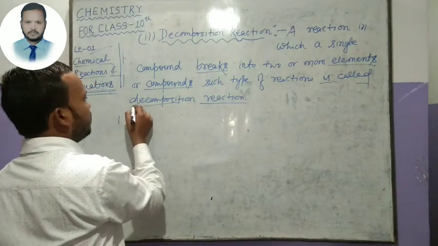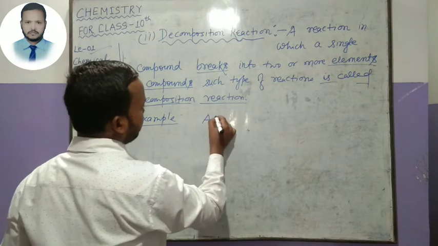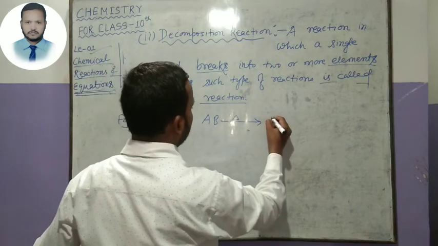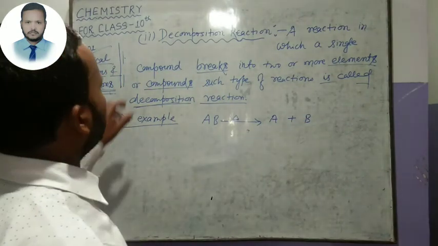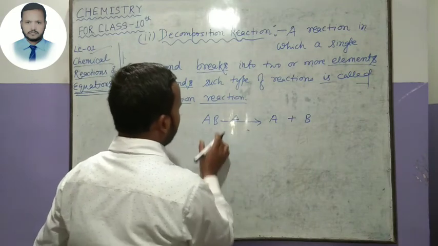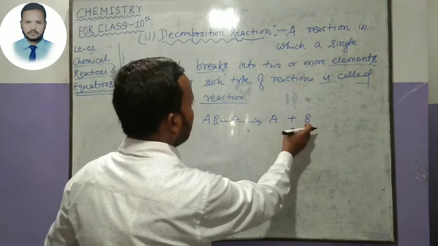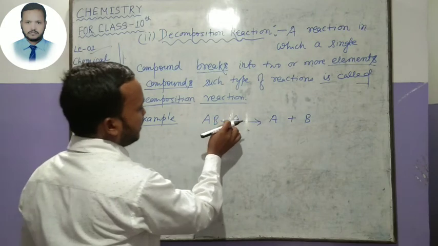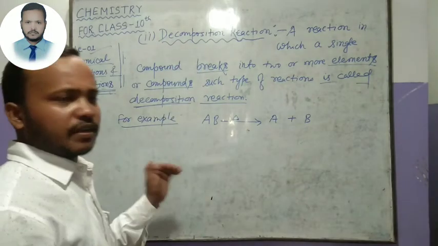For example, decomposition reaction, for example, AB when heated forms A plus B. That means we can say, students, decomposition reaction is just opposite to combination reaction, because in combination reaction A plus B, that means A reacts with B to form AB, but here I am looking at AB when heated forming A plus B. So we can say that decomposition reaction is just opposite to combination reaction.